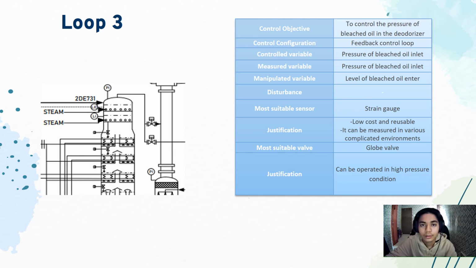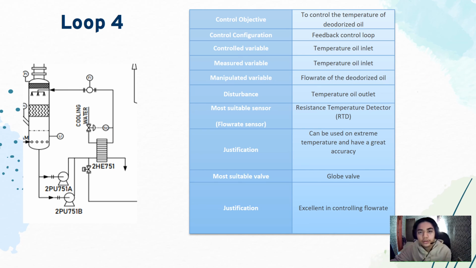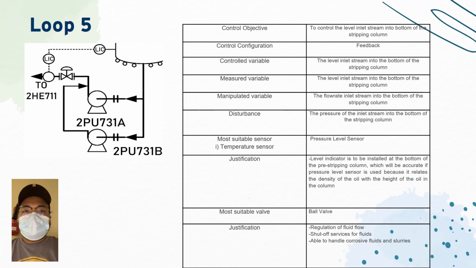Moving on to loop number 3, and loop number 4. For loop 5, I will explain to you. First, the control objective of loop 5 is to control the level of the inlet stream to the bottom of the stripping column. The control configuration for this loop is a feedback controller.